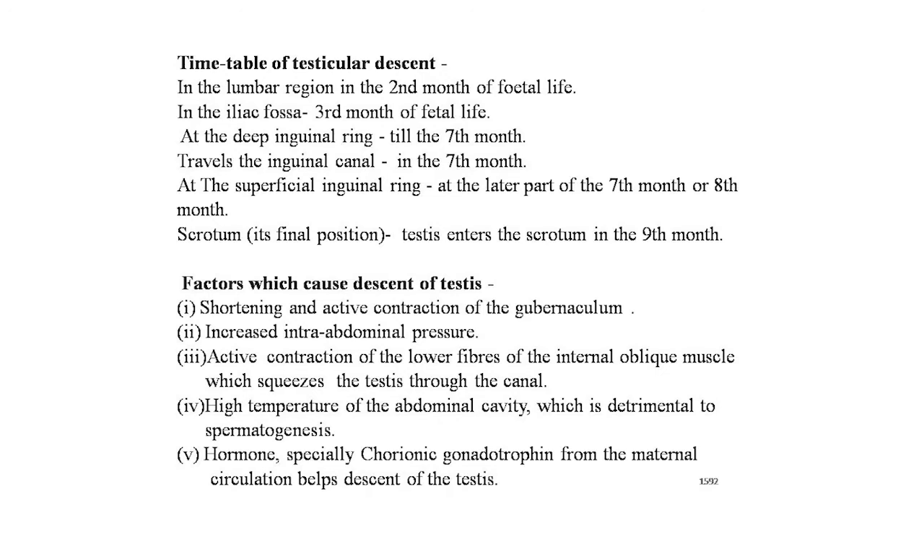Now the factors which cause descent of the testes are: first, the shortening or active contraction of the gubernaculum; second, increased intra-abdominal pressure; third, active contraction of the lower fibers of the internal oblique muscles, which squeezes the testes through the canal; fourth, the higher temperature of the abdominal cavity, which is detrimental to spermatogenesis; and fifth, hormones, especially chorionic gonadotropin from the maternal circulation, help descent of the testes.